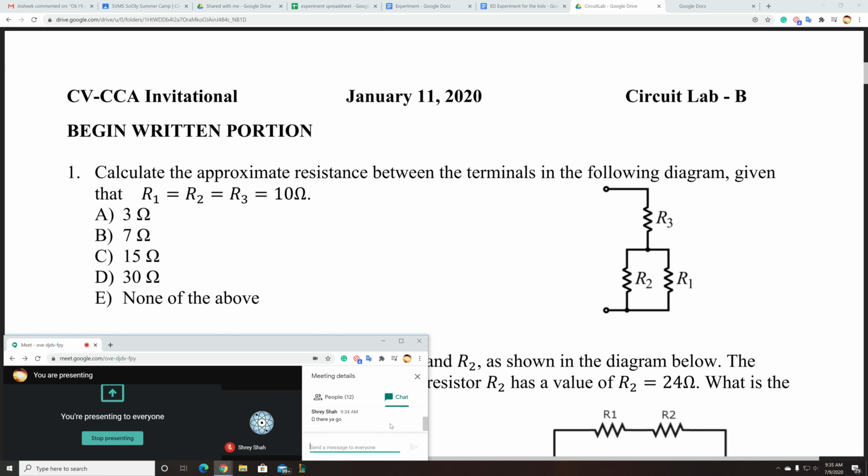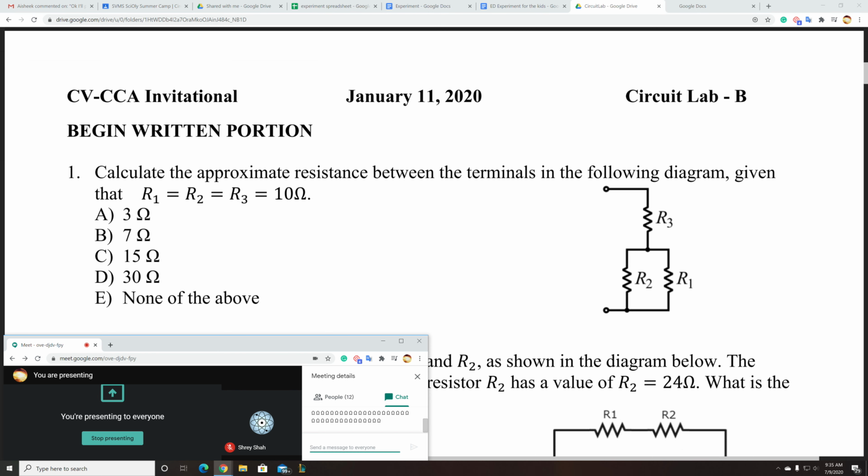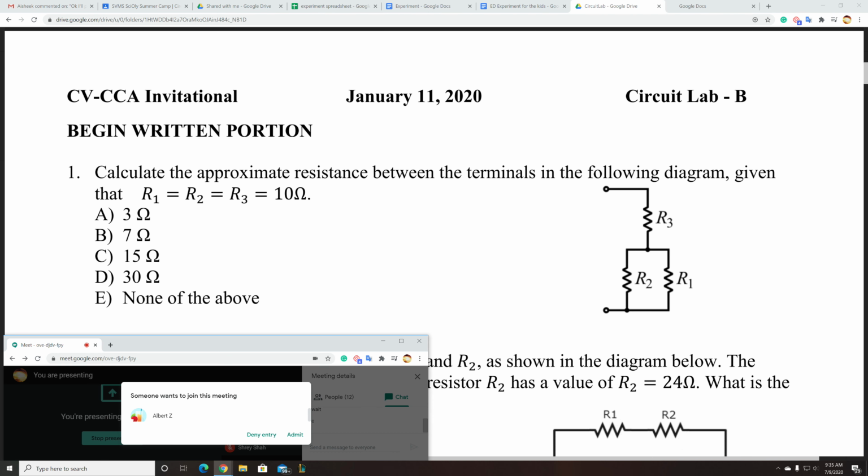You guys gonna solve the question though? Because this question should be like a 5-second problem. I'm pretty sure you guys should know this. You just calculate the resistance between the two nodes.